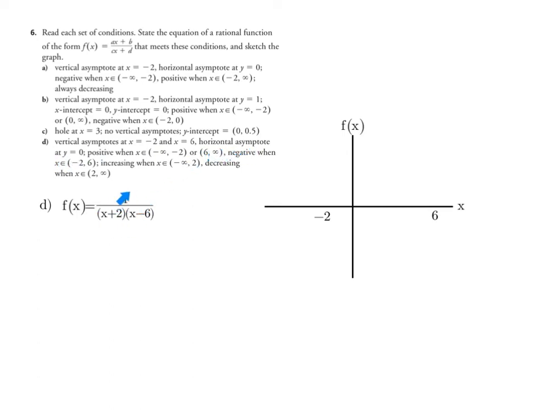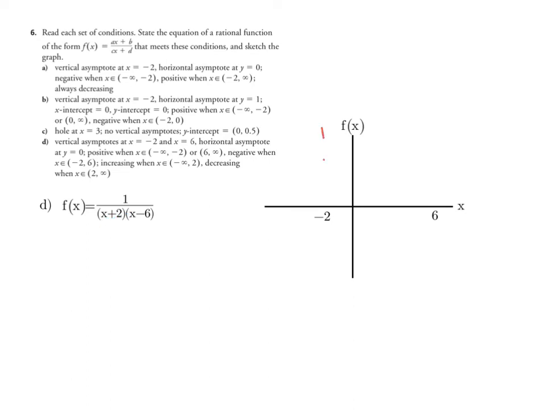Yep, because the degree on the top is smaller. Positive when x is between -2 and -infinity. So anything in here, let's try a really negative number. Yep, these will both be negative, so positive. Or when it's greater than 6. Yep, these will both be positive, so positive. Negative in between -2 and 6. Sure enough, anything between -2 and 6, then this one will be negative and this one will be positive.